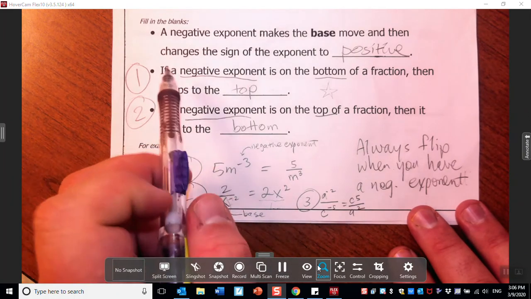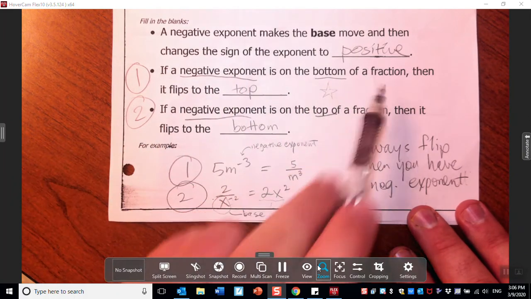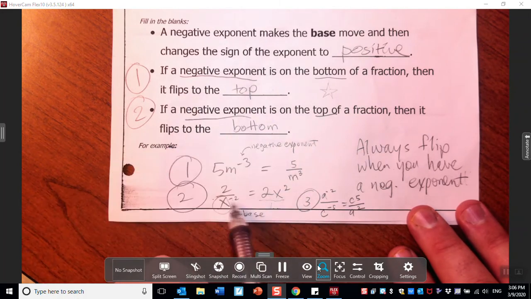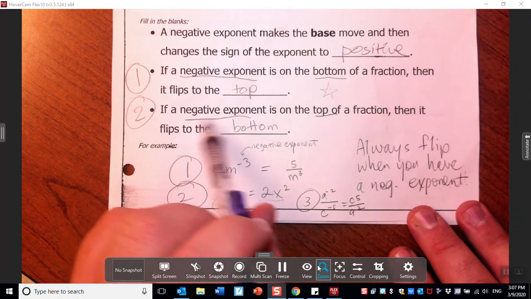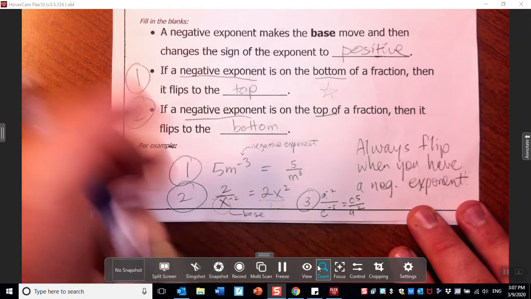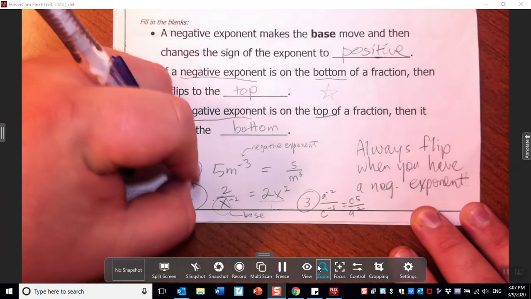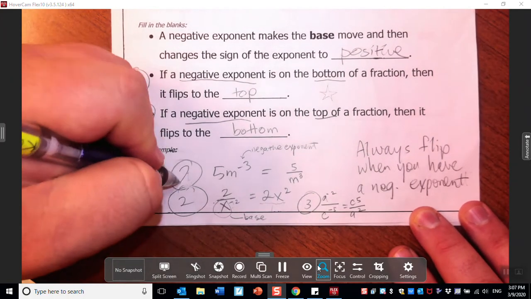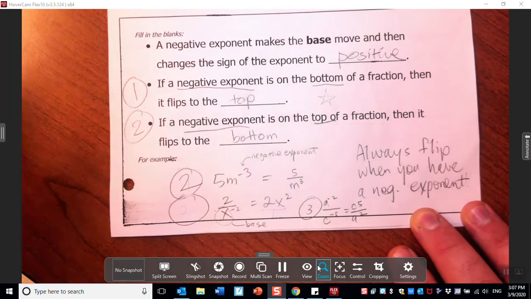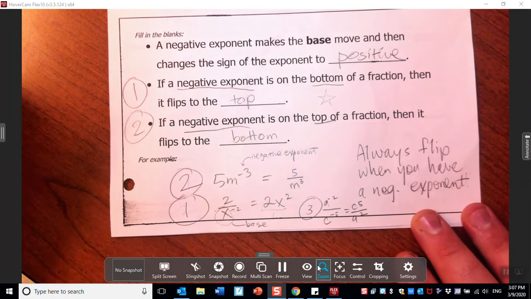So for number 1, if a negative exponent is in the bottom of a fraction, then it flips to the top. If a negative exponent is in the top of a fraction, then it flips to the bottom. So this should be 2, and this should be 1. Sorry about that.